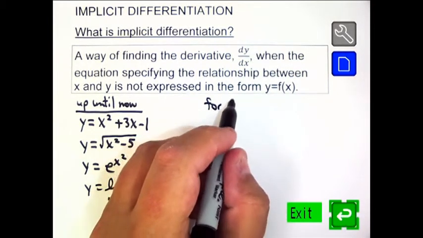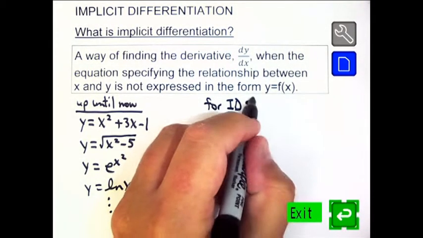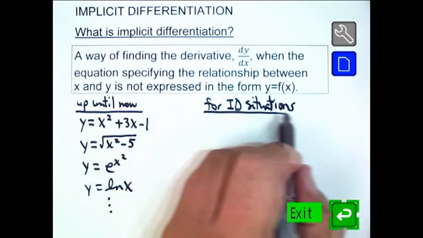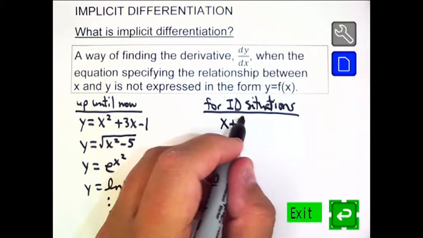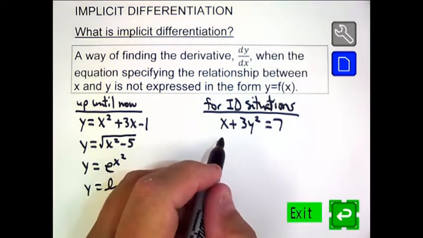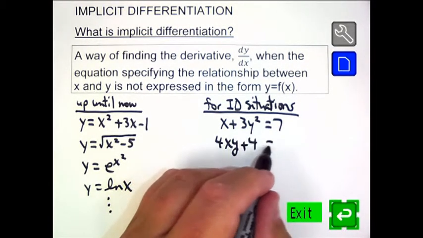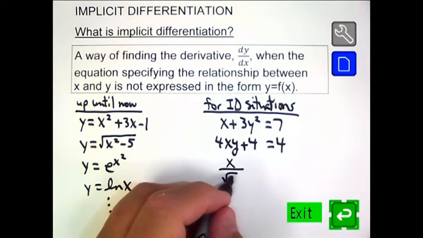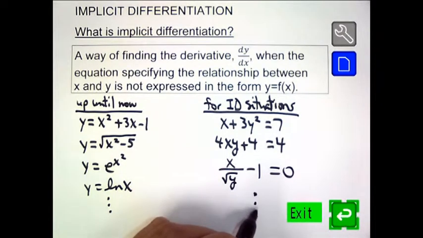But for implicit differentiation, I'll call it ID, here are situations where implicit differentiation would be appropriate. You might have an equation like x plus 3y squared equals 7, or maybe 4xy plus 4 is equal to 4, or x over the square root of y minus 1 is equal to 0. And again, you could go on and on and on.